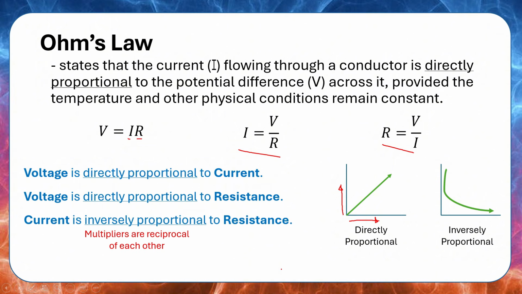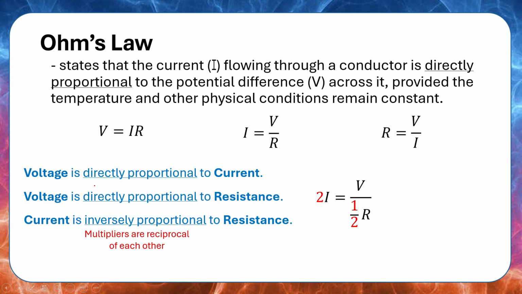So what happens in the inversely proportional? Multipliers are reciprocal of each other. What does it mean by that? Let's try the directly proportional first. It's easy. Whatever you multiply to V, the same thing you multiply to I, because they are directly proportional. If I have 5 times V, the I becomes 5 times as well.